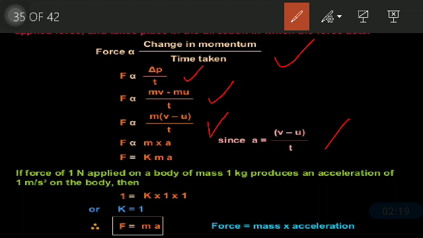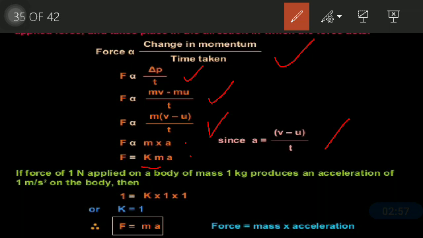Since we discussed already in the previous slide that acceleration is v minus u upon t, we can replace v minus u upon t by a, right? So F becomes directly proportional to m multiplied by a. Now whenever we change the directly proportional sign, we replace it with a constant. So here we are taking the constant as k. So force is equal to kma.